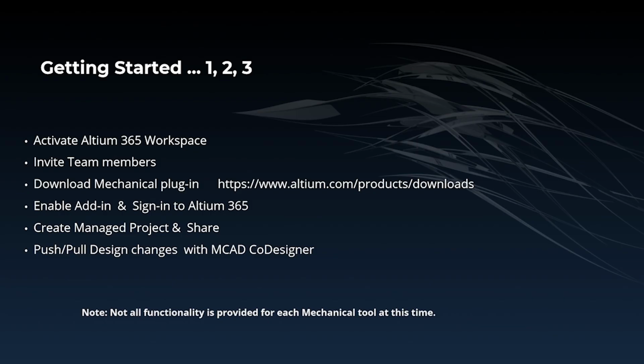How you get started is all you need to do is activate your Altium 365 workspace, invite some team members, then you can download the plugin from the Altium website, enable it, sign into the Altium 365, create that managed project, either on your electrical or your mechanical side, and share that with your team members. Then you will be able to use the MCAD Co-Designer to see that data. And just to make you aware, not all the functionality is provided in each of the mechanical tools at this time, but it is being worked on.